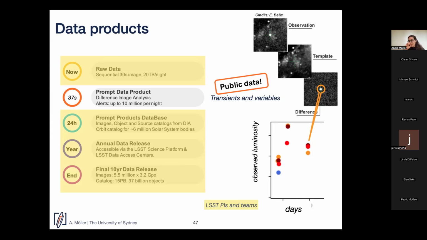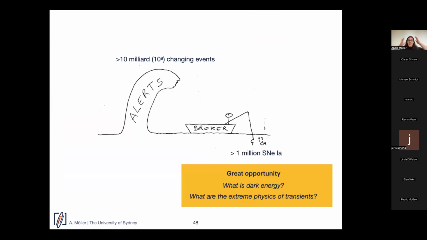Now, we expect up to 10 million detections every night in this prompt data product, which means we will have so many changing events from LSST that if you want to do your science, the question is: how do I disentangle my Type 1a supernova detected tonight from the million events that were detected tonight? And this is where the brokers come in.